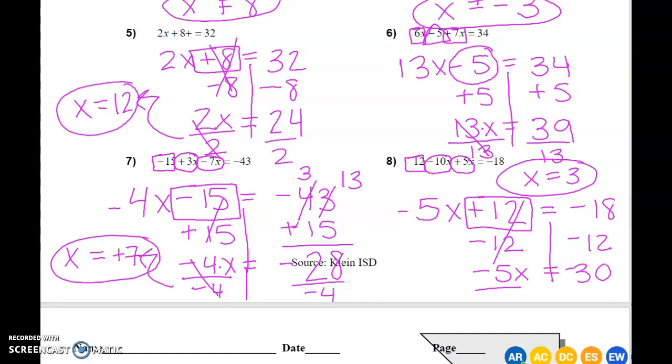Now I'm going to divide both sides by what x is being multiplied by, which is negative 5. Whoop. And I get x equals negative 30 over negative 5. I'm multiplying and dividing. Don't forget. So they're same signs, so my final answer is going to be positive. And now I'm just going to divide. 30 divided by 5. Heck yeah, that's 6. So that's going to be the final answer.